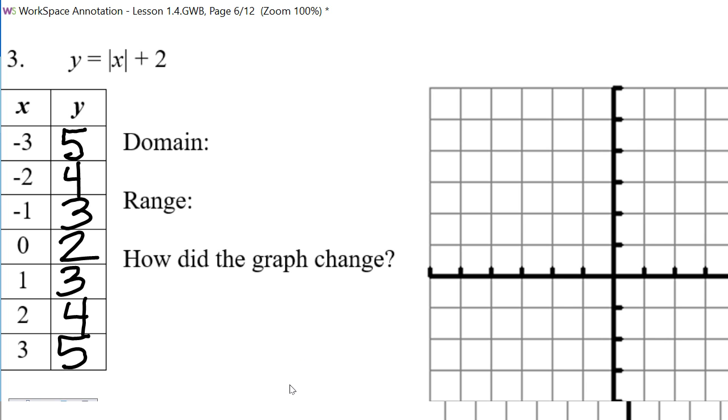Now we need to plot those points. So we're going to have negative 3, 5, negative 2, 4, negative 1, 3, 0 goes up to 2, 1 goes up to 3, 2 goes up to 4, 3 goes up to 5. And if we did the math correctly, and if we plotted the points correctly, what shape should absolute value always look like on a graph? A V shape. So connect your points to make your V. And make sure you put the arrow showing it keeps going up.